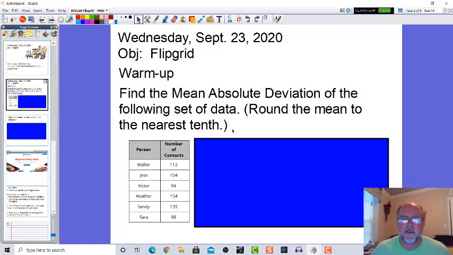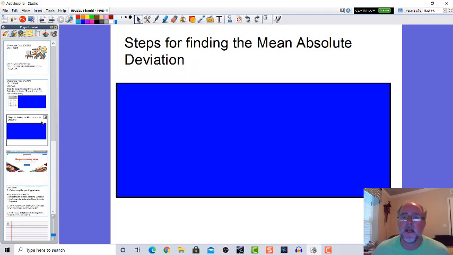Okay, so let's find out how you did. First off, we need to review how we find this, and this is what you're going to be working on in your Flipgrid today. You're going to be giving me instructions on how to find mean absolute deviation. That's all you're going to do. Now, you're not going to have this on the Flipgrid that I send you, but you might want to write this stuff down. So here we go.